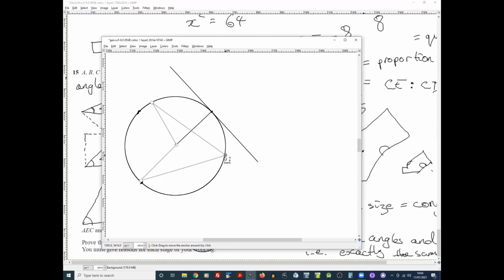Now, this one's still remaining constant as I move it along. Can you guess what the relationship is between this angle at the circumference and this angle at the center?